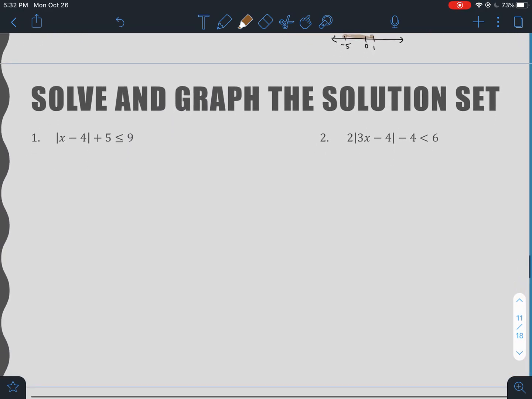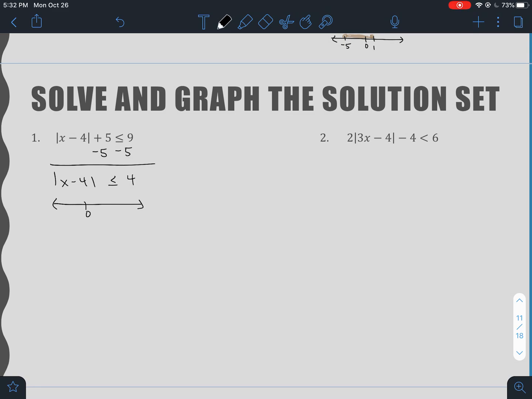All right. So number 1, we first need to get the absolute value by itself. So on number 1, I need to get rid of the plus 5. So I'm going to subtract 5 from both parts. And I have the absolute value of x is less than or equal to 4. So I want that expression to be less than or equal to 4 away from 0 on the number line. So I need to be in between negative 4 and positive 4 for that expression.